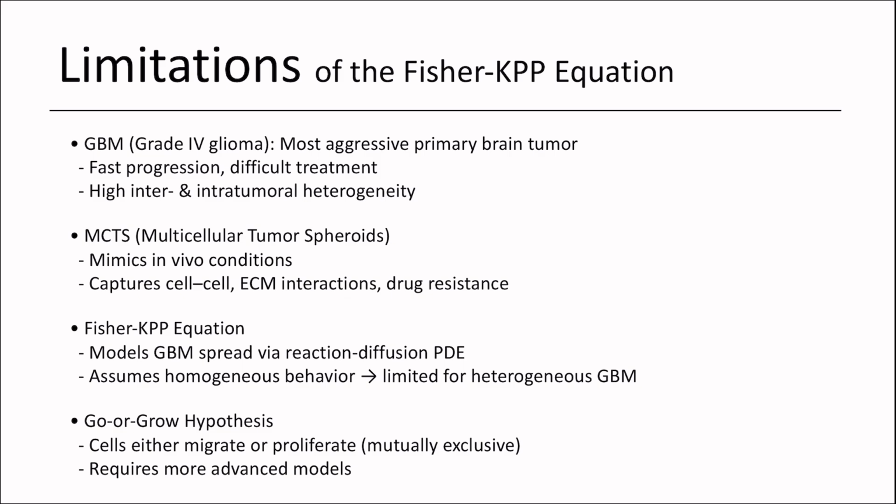For example, MCTS models reveal that the central region of a GBM tumor expands more slowly compared to the invasive front, something the Fisher-KPP model cannot capture. Additionally, from both biological and mathematical perspectives, the go or grow hypothesis has gained attention. This hypothesis suggests that tumor cells either migrate or proliferate, but not both at the same time. To represent this behavior, more complex mathematical models beyond Fisher-KPP are required.